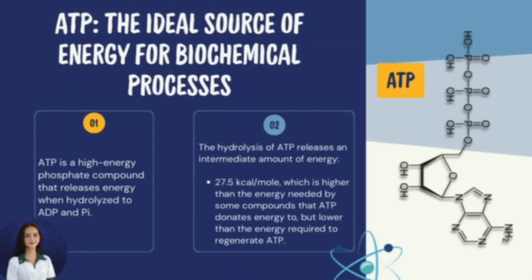ATP is the ideal source of energy for biochemical processes. Why? Because ATP is a high-energy phosphate compound that releases energy when hydrolyzed to ADP and inorganic phosphate. The hydrolysis of ATP releases an intermediate amount of energy, 27.5 kilocalories per mole, which is higher than the energy needed by some compounds that ATP donates energy to, but lower than the energy required to regenerate ATP.